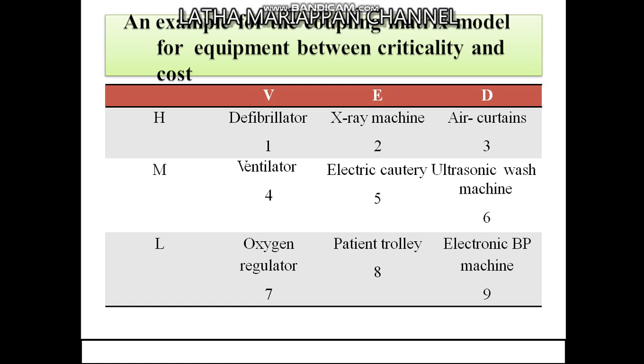If you take HML and VED, these are the modules here. Examples are given: defibrillator, X-ray machine, air curtain, ventilator, electric cautery, ultrasonic wash machine. For L and V it is an oxygen regulator, L and E is a patient trolley, and L and D is an electronic BP machine. So, this is an example given for the HML and VED matrix.